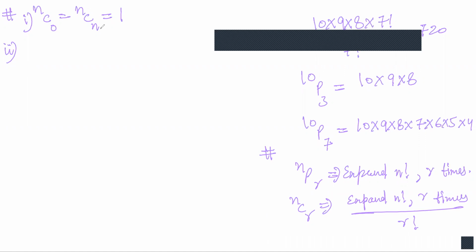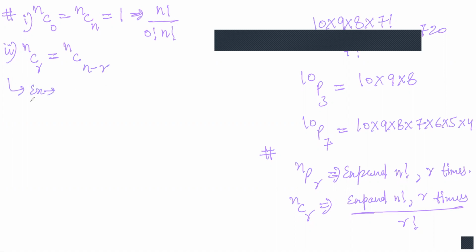So nC0 and nCn both are 1. Solve this and you can easily get it. nC0 will be n factorial divided by 0 factorial into n minus 0 factorial, which is n factorial divided by n factorial. This is nothing but 1. nCn is the same: n factorial divided by n factorial into 0 factorial. And the second property is nCr equals nC(n minus r).